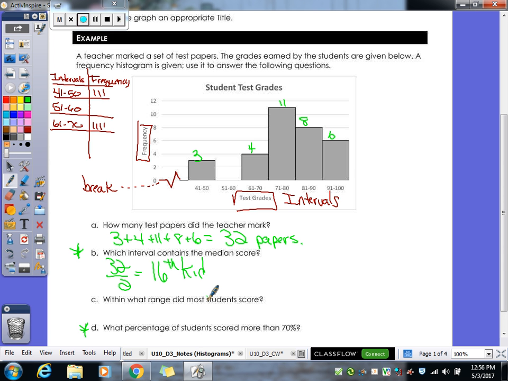How do I find the 16th kid? Well, I can either go from the top or the bottom. Remember, it's the middle. Either if I count from the top or the bottom, I'm going to find the 16th kid. So here's kid number 1, 2, 3, 4, 5, 6, 7. 7 plus 11 is what? If I go to the next one, 18. So I'm looking for the 16th kid. Isn't that 16th kid going to be here? Because I have up to the 18th kid here. I have a kid number 8 to kid number 18 in this group. So of course, right here, the 16th kid is going to fall between 71 and 80.